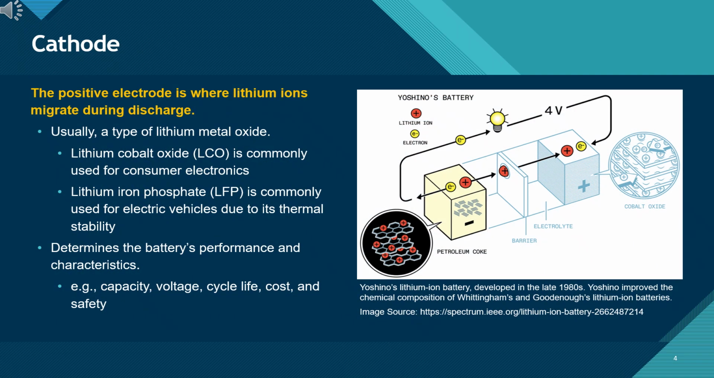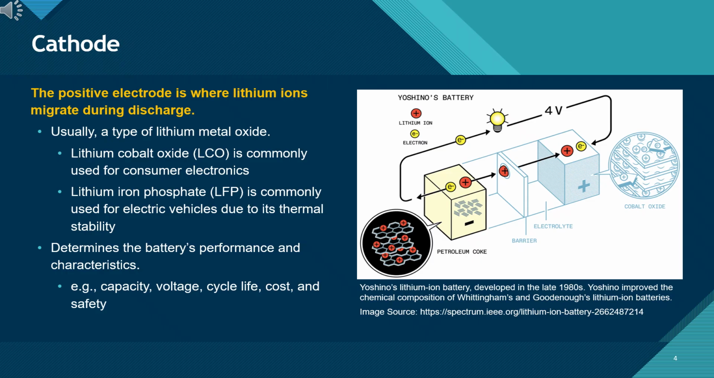Cathode. Now, let's focus on one of the most critical components of the cell, the cathode. As shown on the slide, the cathode is the positive electrode. To put it simply, when a battery is discharging, powering a device, lithium ions migrate to this electrode. I want you to look at the diagram on the right. This illustrates the basic concept developed by Akira Yoshino. You can see the lithium ions traveling from the negative side, the anode, through the electrolyte and the separator, to the positive side, the cathode. This flow is what generates the electrical current.